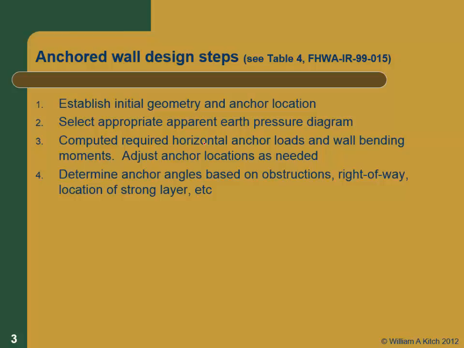Once we have the anchor locations determined, then we have to figure out what the angles are of the anchors and where they're going to be anchored to. This is a function of two things. One, the anchors have to be deep enough, far enough below the ground surface that you're going to get a good passive capacity. You're not actually going to fail the ground surface. And two, there are often obstructions.